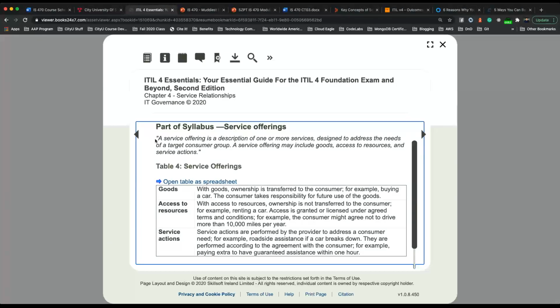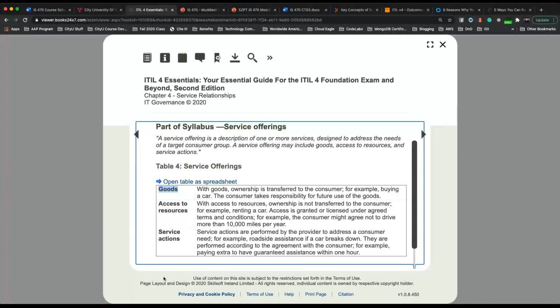So, a service offering is a description of one or more services designed to address the needs of the target consumer group, right? This is basically just defining the service. Now we're using another term to make it more clear, and we'll use the term service offering.